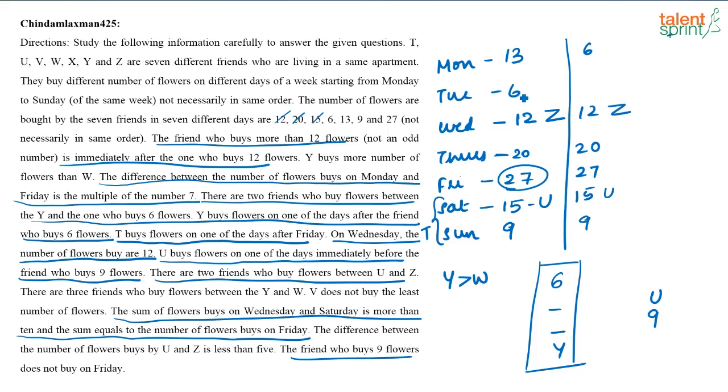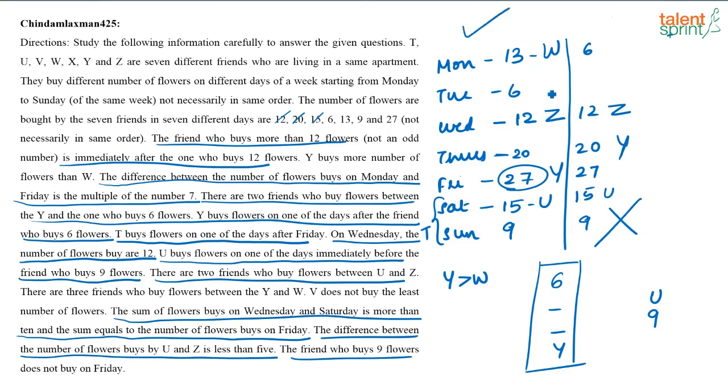Correct? Similarly, if this is 6, 1, 2, this will be Y. Then this criterion you have made use of. Then it is said there are 3 friends who buy flowers between Y and W. So in this case, if this is Y, which should be W, 1, 2, 3, this has to be W. Here if this is Y, 1, 2, 3, no, W can't be on top, W can't be on the bottom. So if this is Y, then I cannot place W itself. So this goes wrong. So this is your correct arrangement.